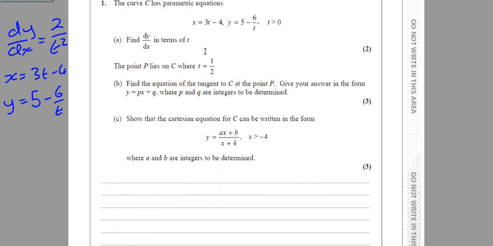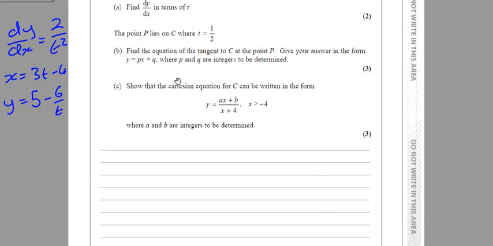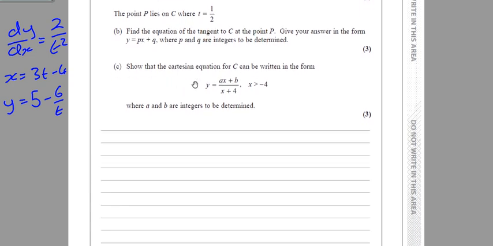Whenever it says, doesn't matter if it's C1, 2, 3, or 4, if ever it says find the equation of a line, the first thing we do is write y minus y1 equals m(x minus x1). Then we've got to find two pieces of information. We've got to find a coordinate, x1, y1, and we've got to find the gradient. So the way we're going to find the coordinate is we're going to find it where t equals a half.